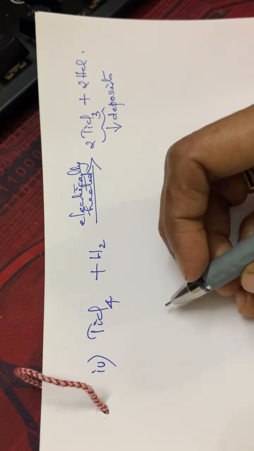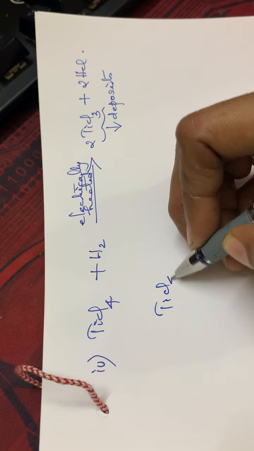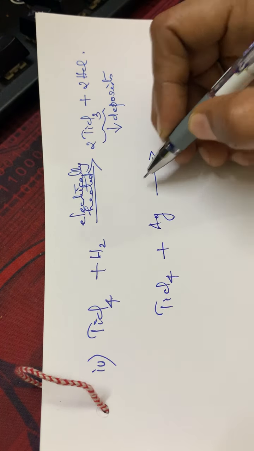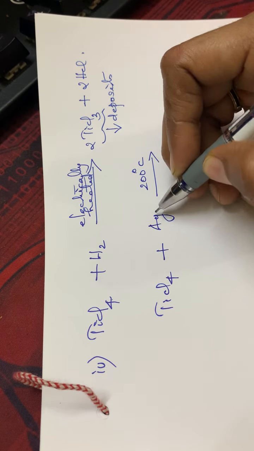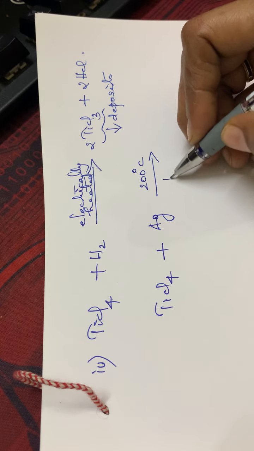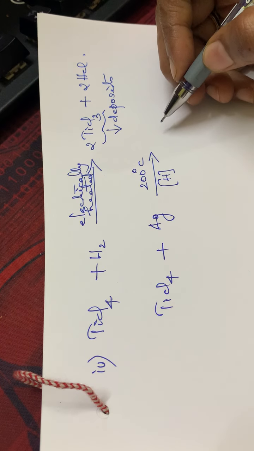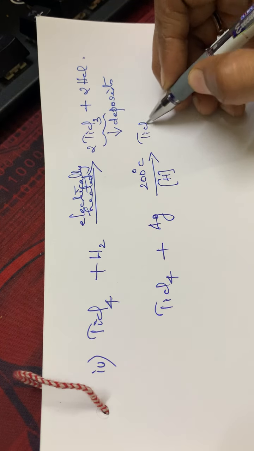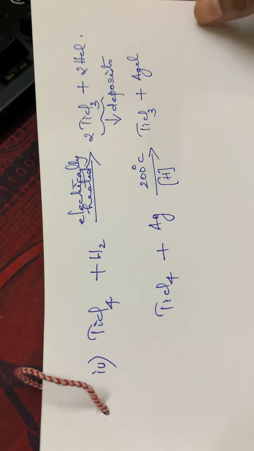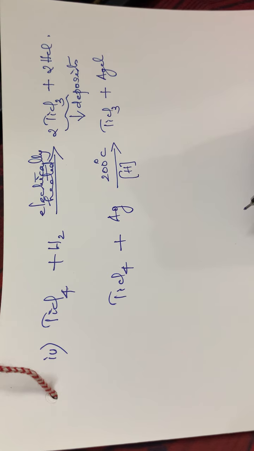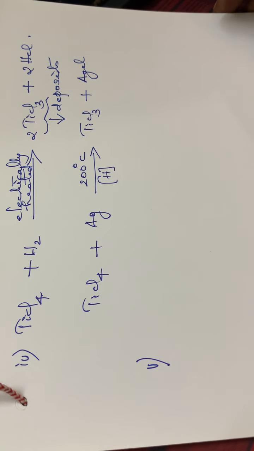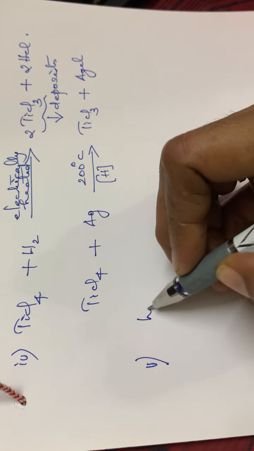Then again one more reaction: titanium tetrachloride in presence of silver on reduction at 200 degrees Celsius. Titanium tetrachloride plus silver at a temperature of 200 degrees Celsius, the product obtained will be titanium trichloride plus AgCl. So this is another reaction, and this is also a reduction reaction. Then the next reaction is with ammonium chloride.